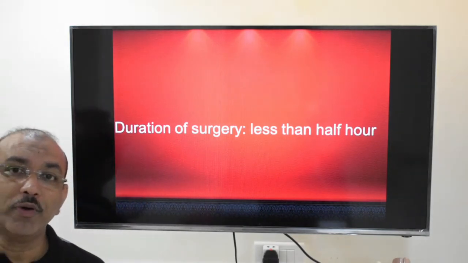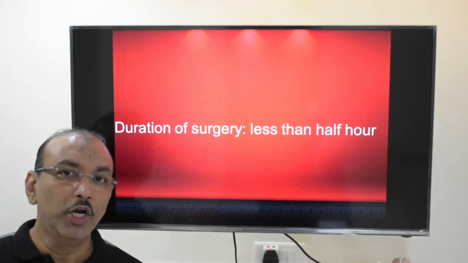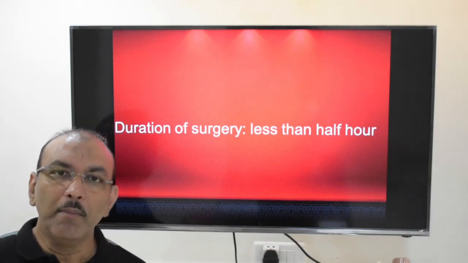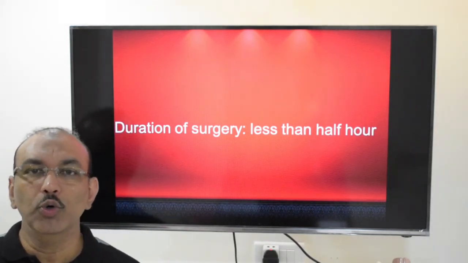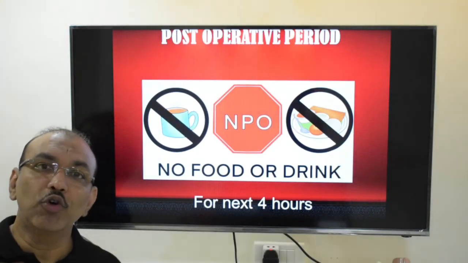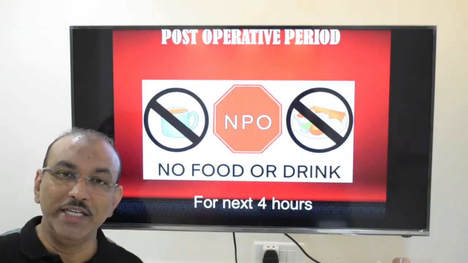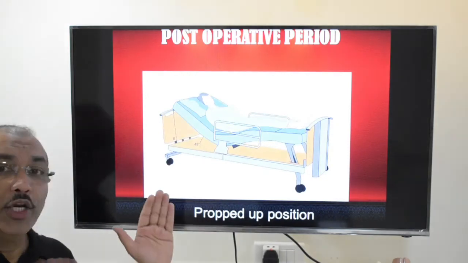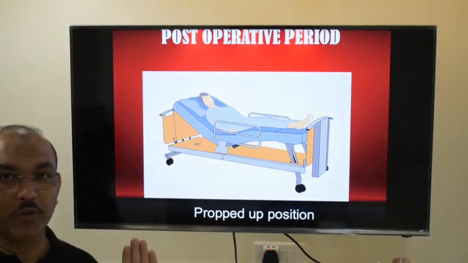So suppose you go from your room or the ward to the operation theatre by 9 o'clock, by 10:30 you are back to your room or to your ward. So once you are back in your room, for the next 4 hours you are not going to drink anything or eat anything. And your position will be like this, propped up position.